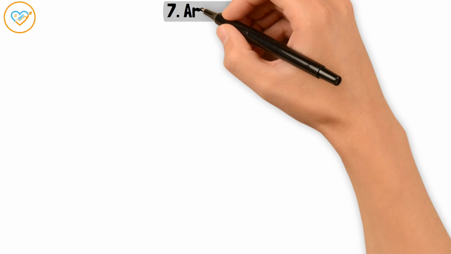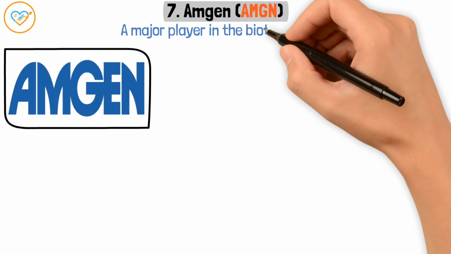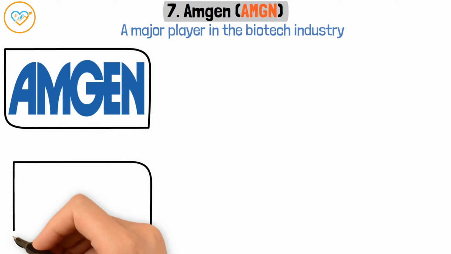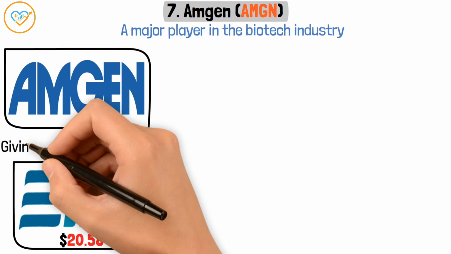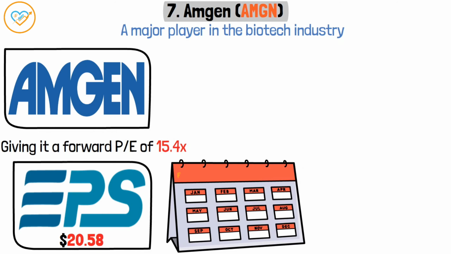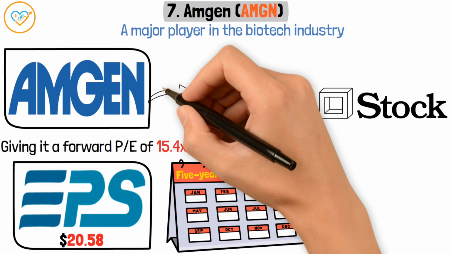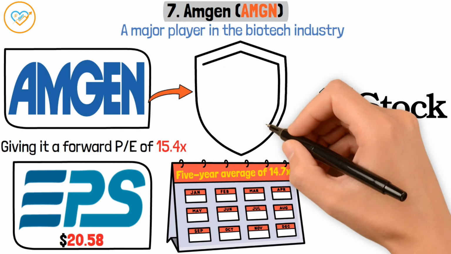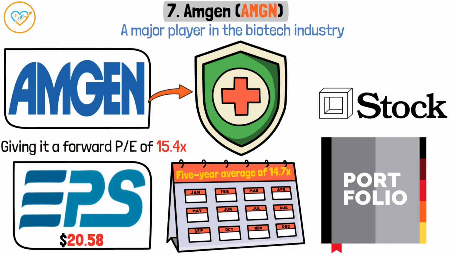Number 7. Amgen, or AMGN. The next holding is Amgen, a major player in the biotech industry, expected to generate an EPS of $20.58 next year, giving it a forward PE of 15.4x. This is slightly above its 5-year average of 14.7x, suggesting that the stock could be overvalued at the moment. Nevertheless, Amgen remains a significant force in healthcare with its broad portfolio of therapies.